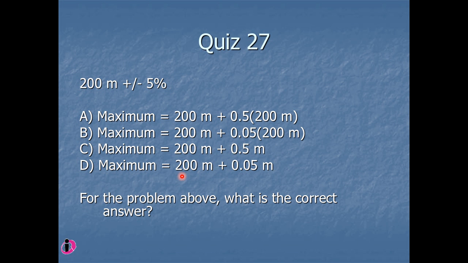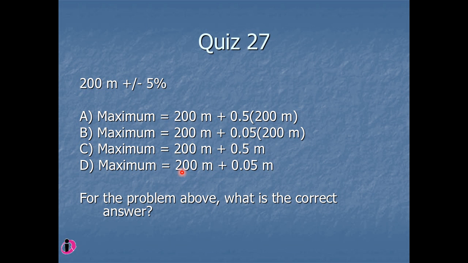Now let's look at another example, 200 meter plus minus 5%. Let's say we are trying to find the maximum. First we find the nominal value. The nominal value would be 200 meter times 5%, which makes it 200 meter times 0.05, which is 10 meter.